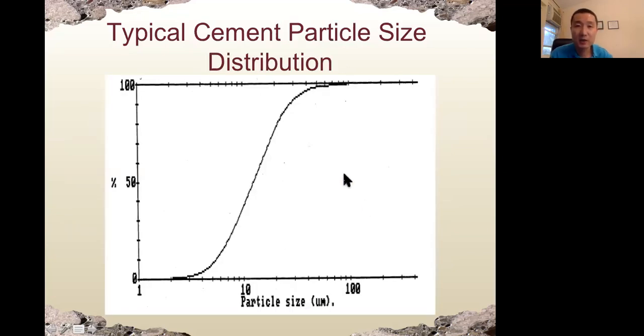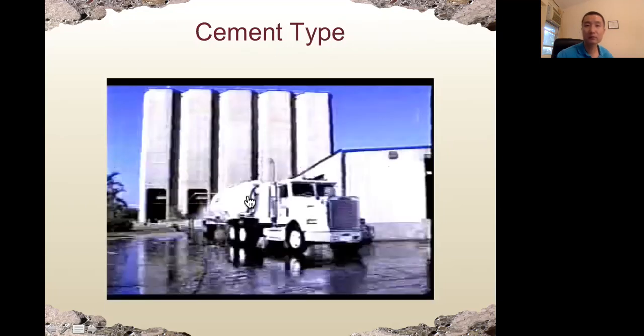And here shows the typical cement particle size. As we can see, for 50%, the median size is around 10 micrometers. μm is for micrometer. So there are 5 major types of cement depending on the type of application. Here is a short video about these 5 types of cement.